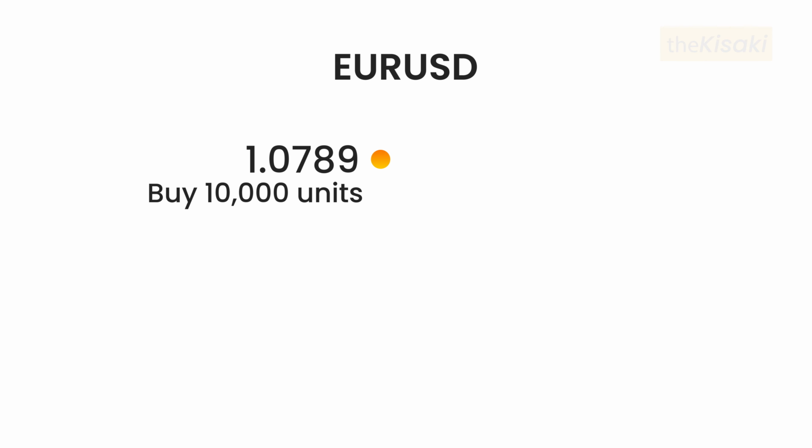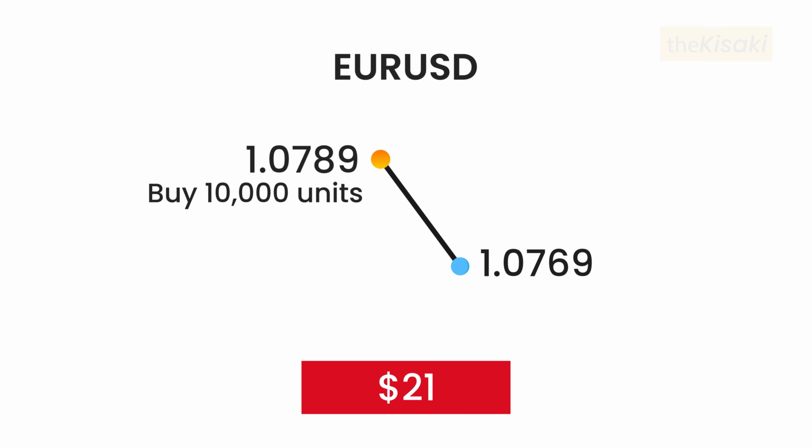However, the leverage doesn't work in our favor all the time. It has some downsides when we are making a loss from a trade. Let's imagine that we have $21.58 in our trading account and we are going to make a buy trade on Euro-US to buy 10,000 units at 1.0789. Unfortunately, if the currency price drops to 1.0769, our loss from that trade will be $21 because of the leverage that we have used for the trade.